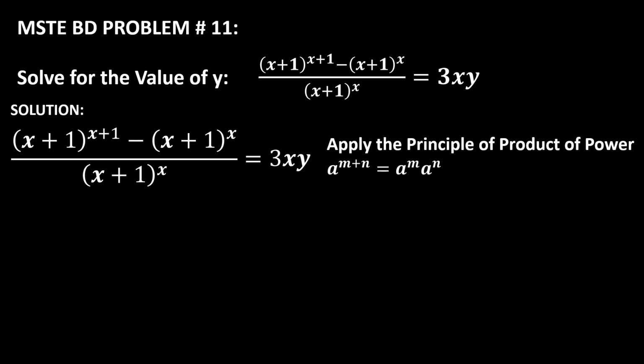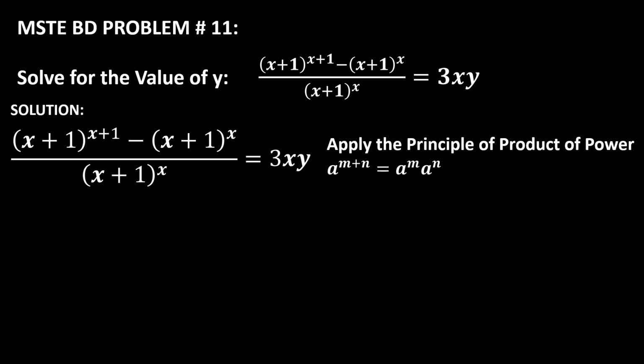But of course, if your answer is to apply the principle of product of power, which is represented by the expression a to the m plus n is also equal to a to the m times a to the n, under the laws of positive integer exponents, this is actually the best way to solve the problem. Now, how do we apply this principle in this given scenario?